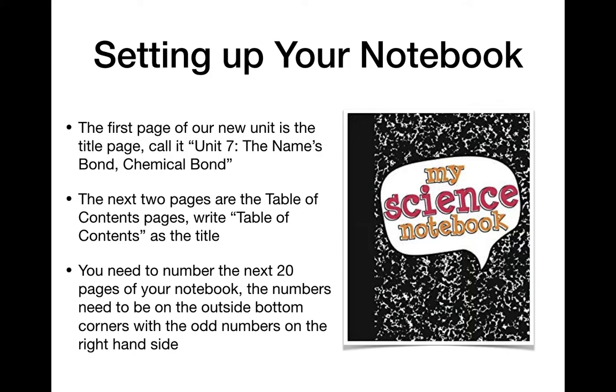Okay, so you're going to first start by starting your notebook, and remember, if your notebook is almost done, if you have less than 20-25 pages left in your notebook, then start a new notebook. You don't want to start your notebook halfway through a unit, it's really annoying. So make sure you have a notebook, and our unit title is The Name's Bond, Chemical Bond.